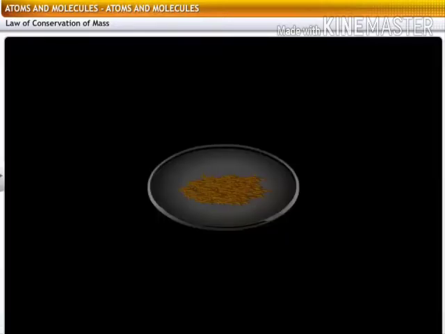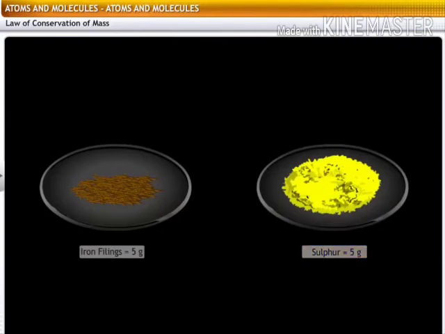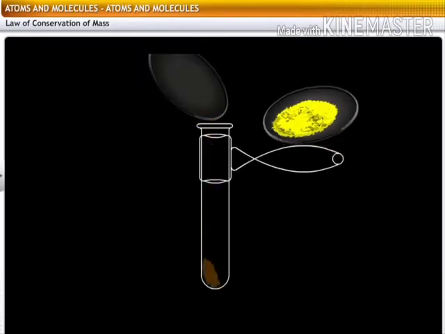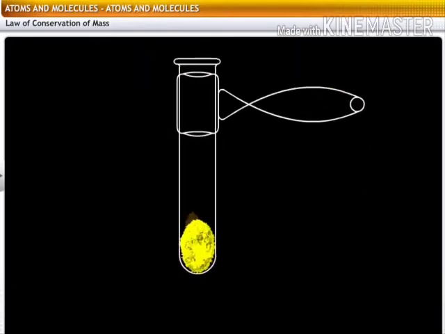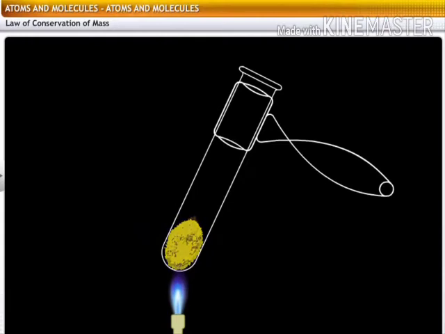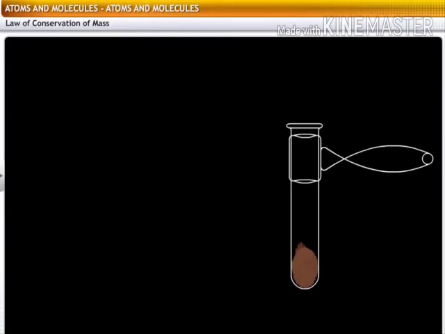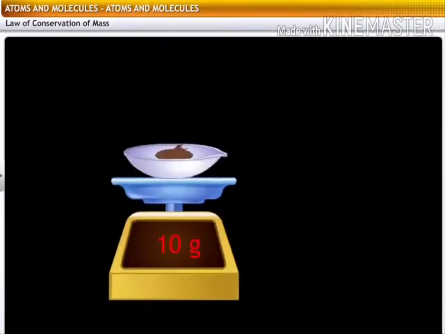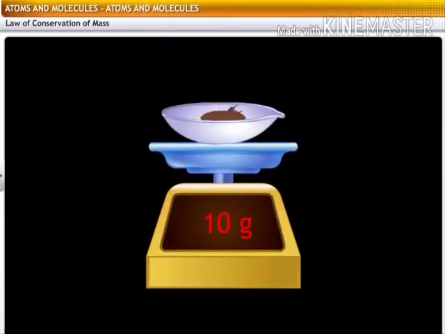To do this experiment, take 5 grams of iron filings in a watch glass. Take 5 grams of sulfur in another watch glass. Then mix the iron filings and the sulfur thoroughly and weigh it. The weight is 10 grams. Now heat the mixture. It forms a dark molten mass of ferrous sulfide. Weigh it. You'll find the weight to be 10 grams. This shows that the mass is the same, though there is a change in form.